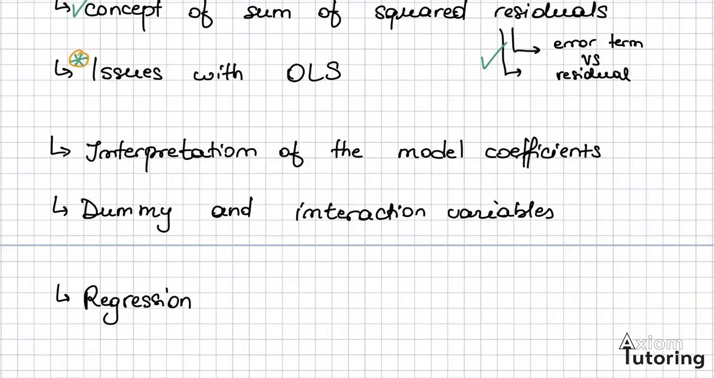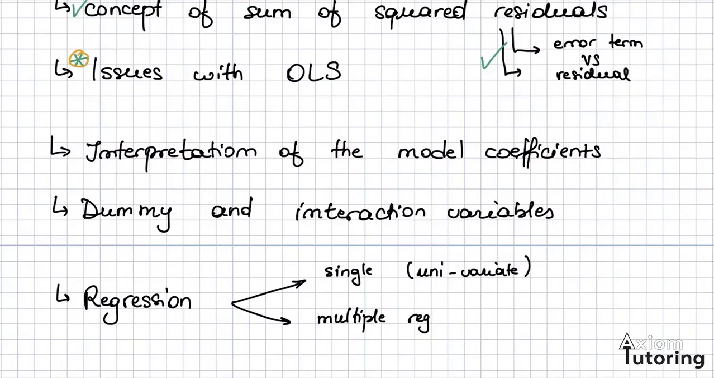First of all, we've seen so far that regressions can be single or univariate, or we can have multiple variate regressions, or multivariate regression.